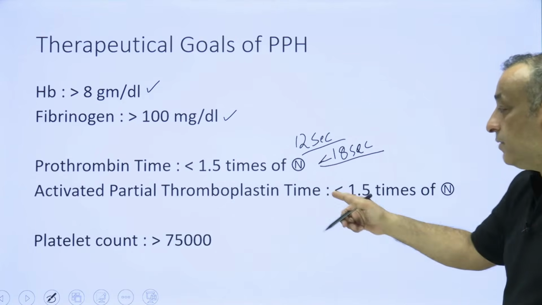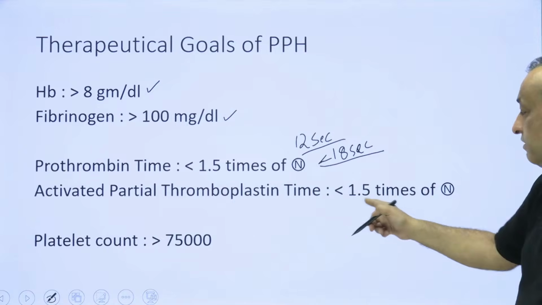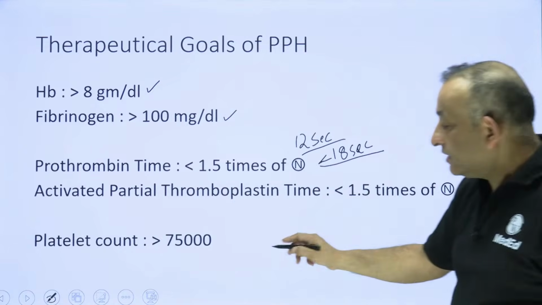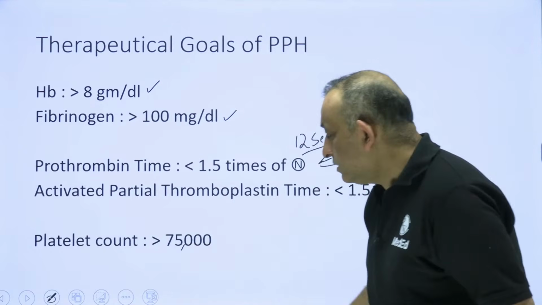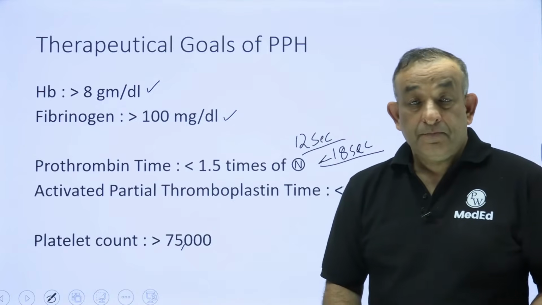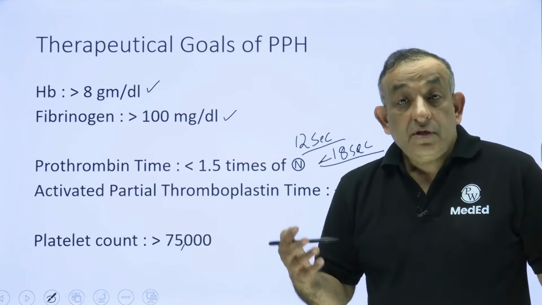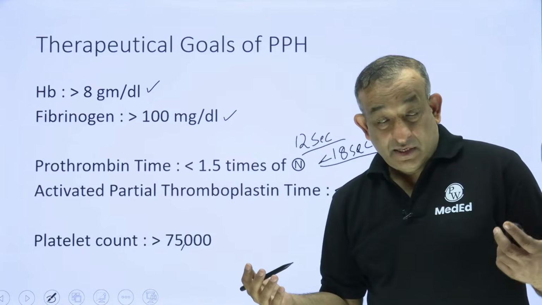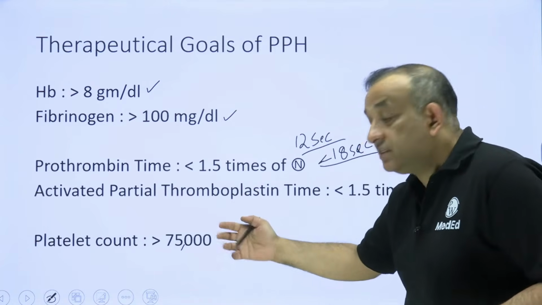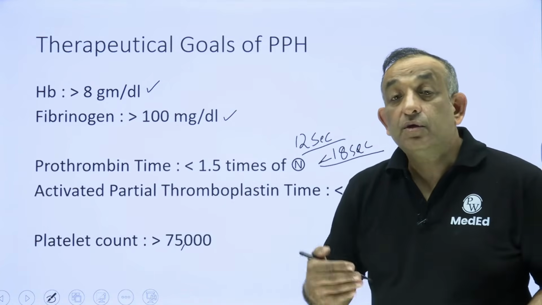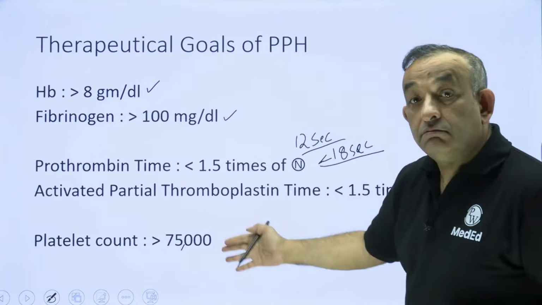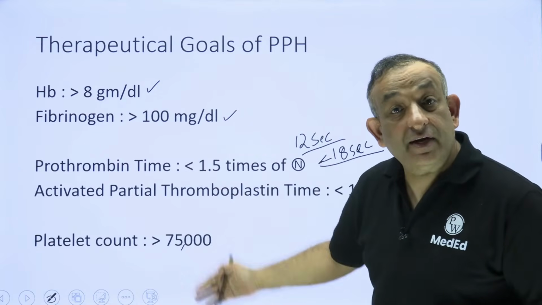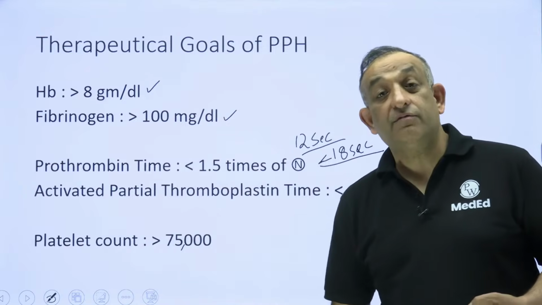Similarly, activated partial thromboplastin time less than 1.5 times of normal, and platelet count should be more than 75,000 per microliter. Normal platelet, you know, is 3.5 to 4 lakhs, isn't it? So at least more than 75,000 it should be. These are the goals which you should have. Distinction stuff, guys, all you final year MBBS students. This is what will give you good marks.